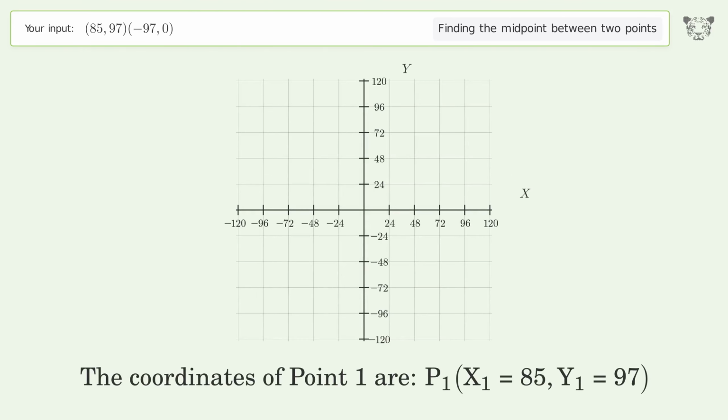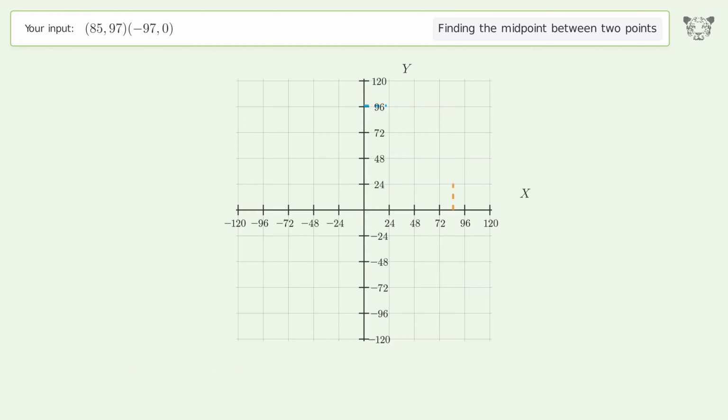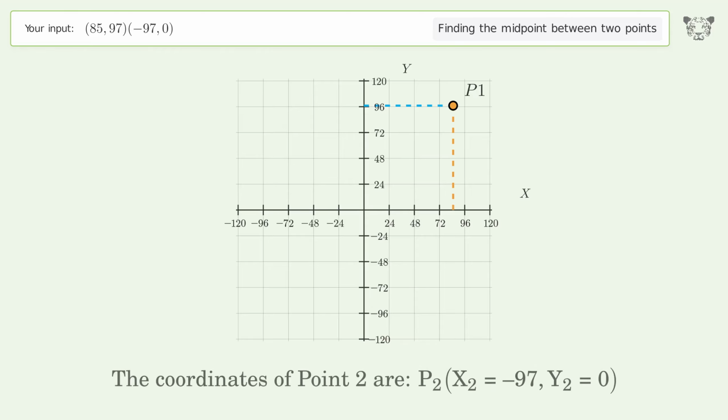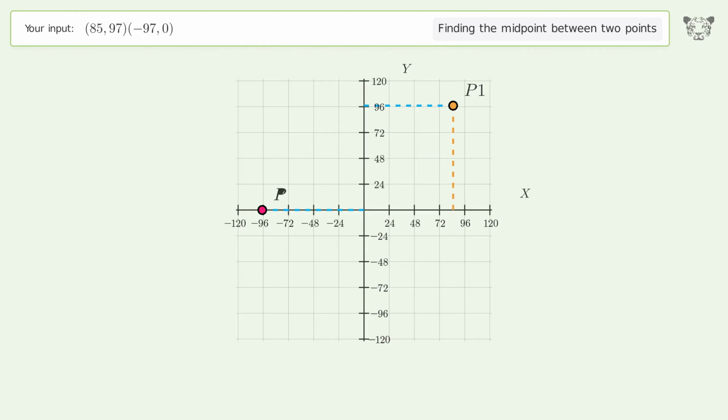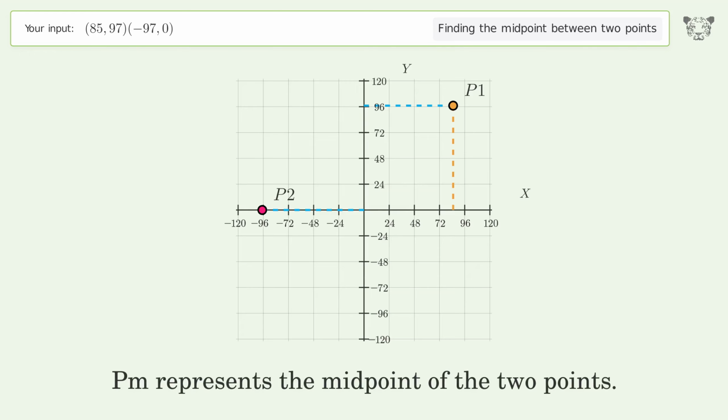The coordinates of point 1 are x1 equals 85, y1 equals 97. The coordinates of point 2 are x2 equals -97, y2 equals 0. PM represents the midpoint of the 2 points.